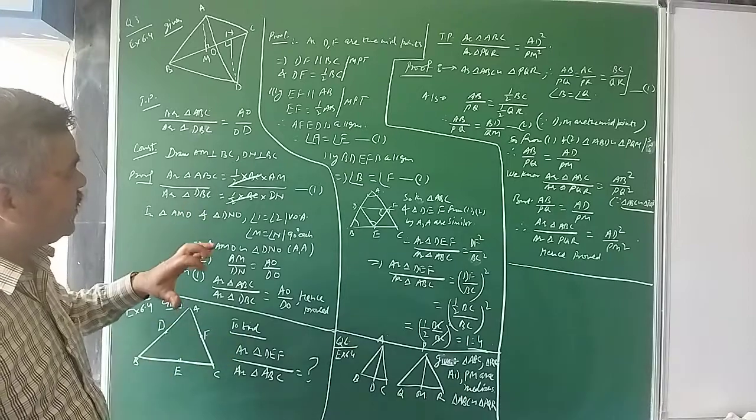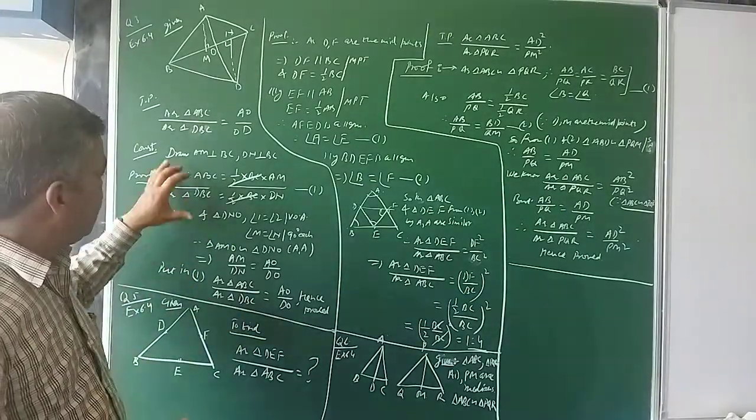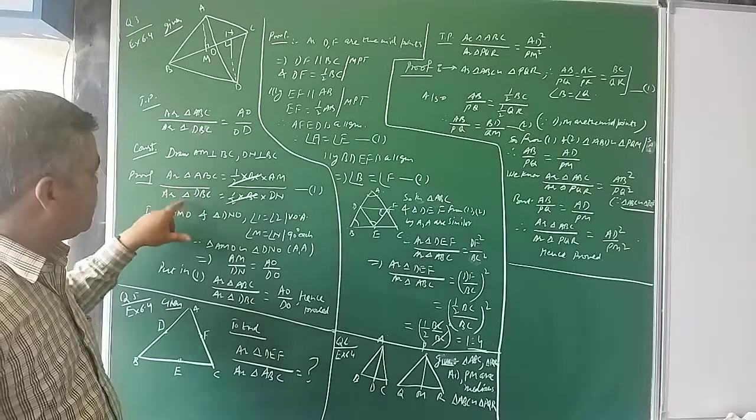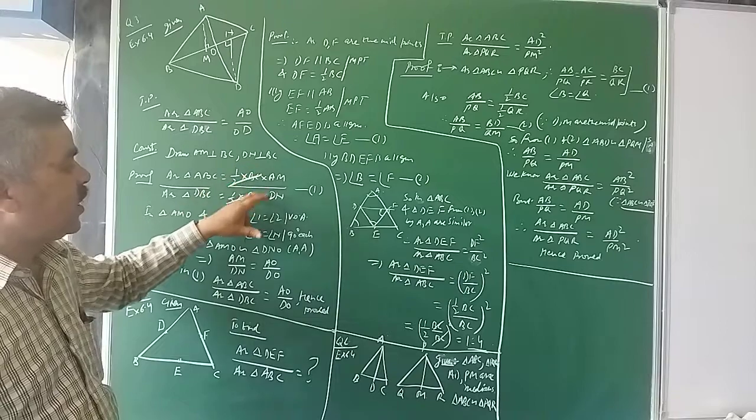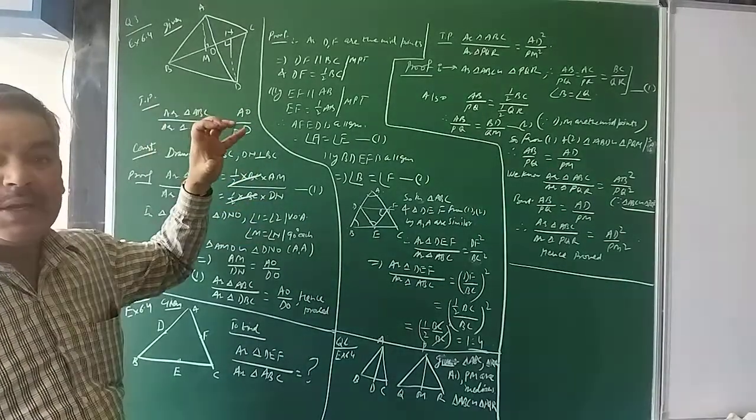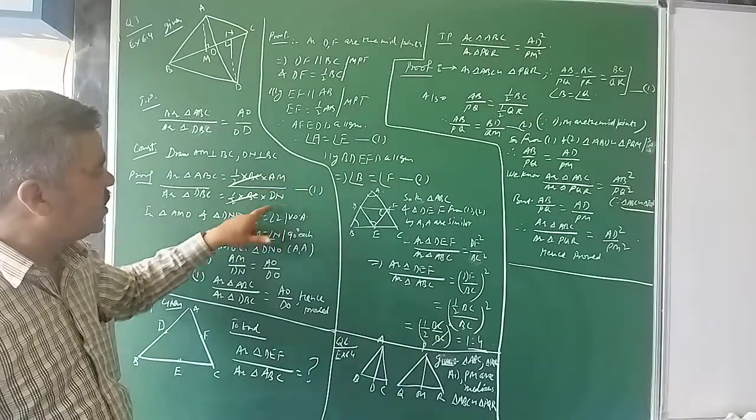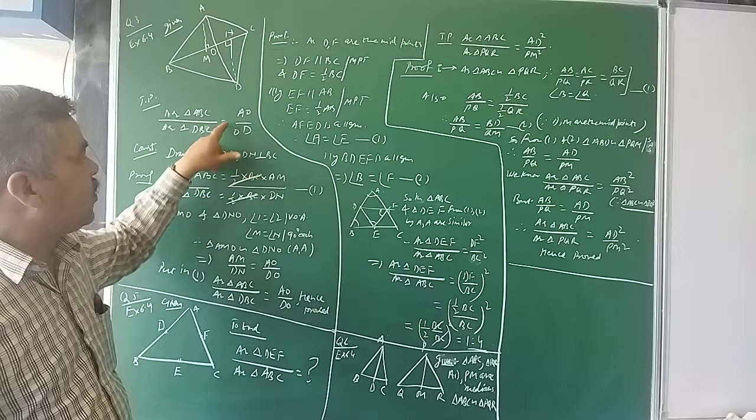Now let us focus our attention. What do we need to prove and where do we reach after this? Now we are there. Area of triangle ABC to that of area of triangle DBC is equal to AM upon DN. But I don't want AM upon DN. I want AO upon OD. Simply, I need to replace this AM upon DN by AO upon OD.